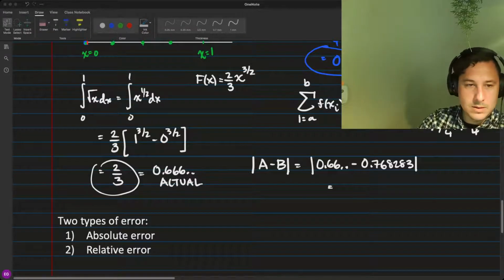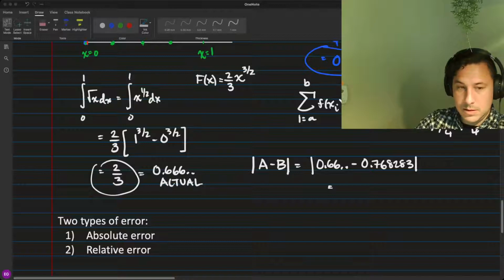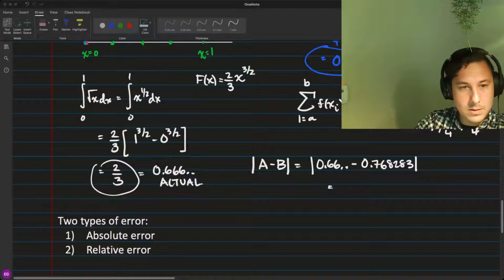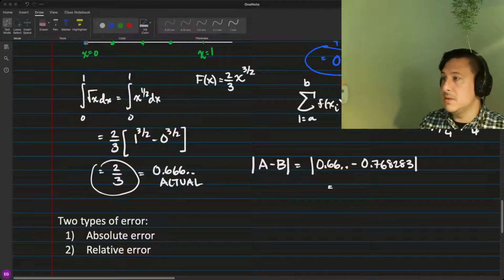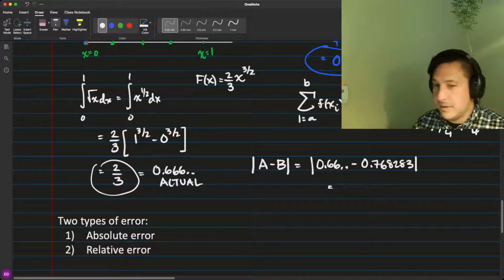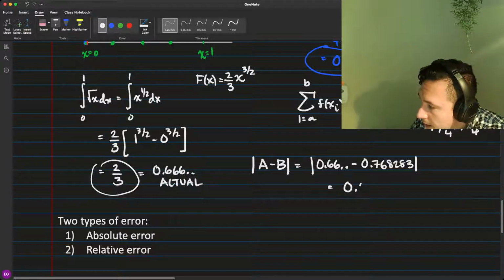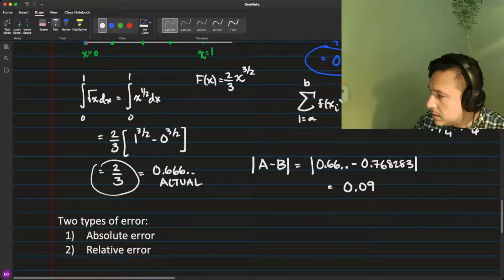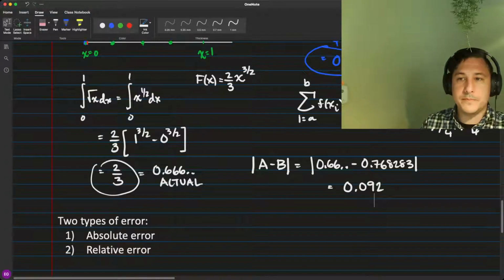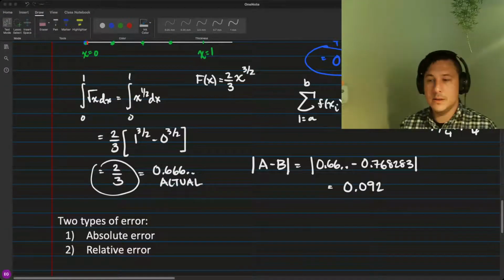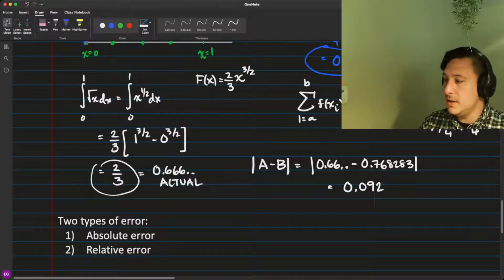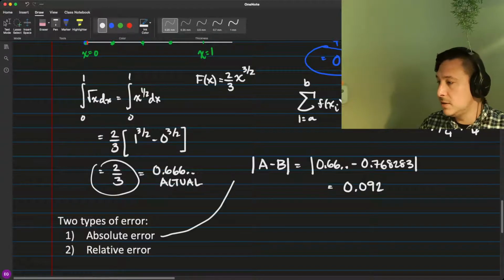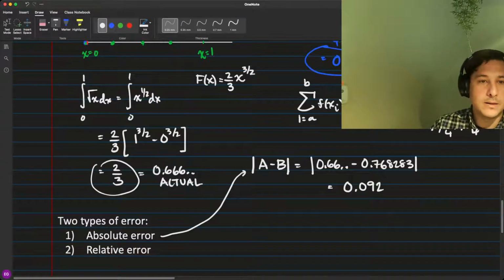plugging it in, so the absolute error, the difference between what we were supposed to get and what the Riemann sum gave us, was 0.092 rounded. So that's the absolute error. If someone told you that you are off by 0.092, that doesn't sound that bad, right?